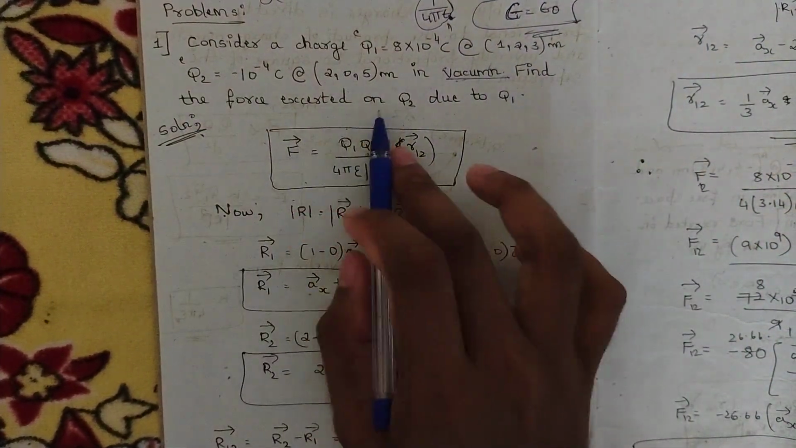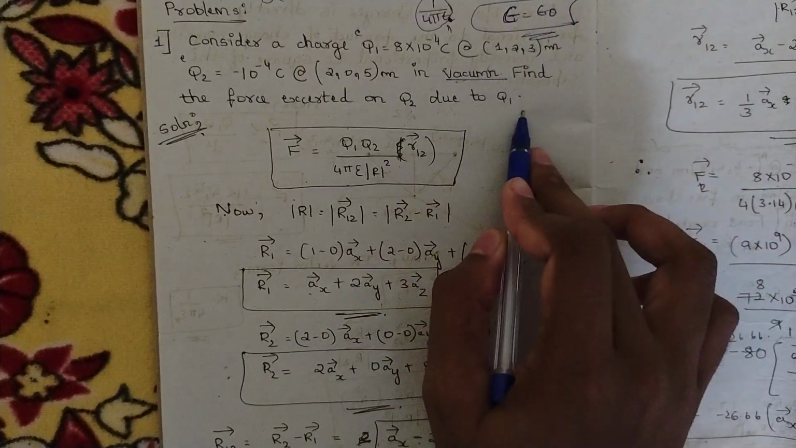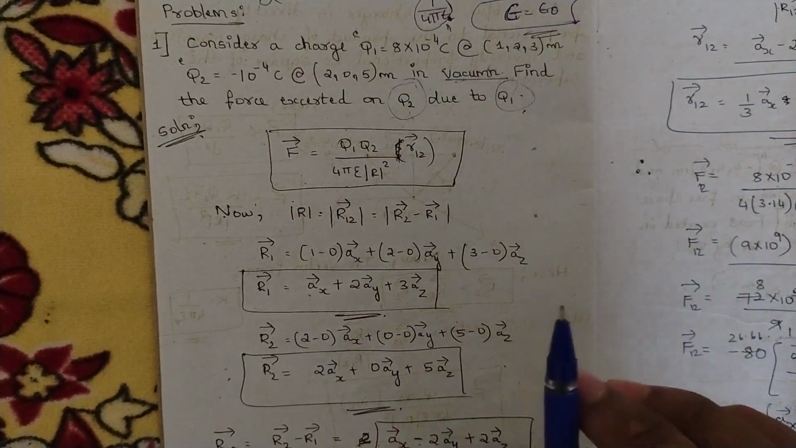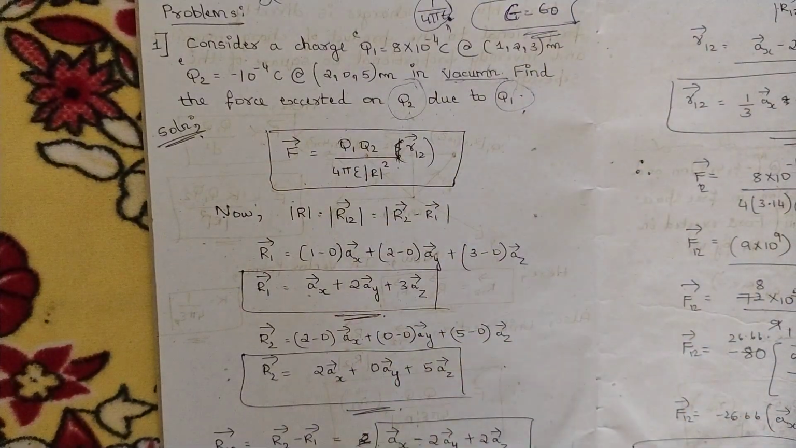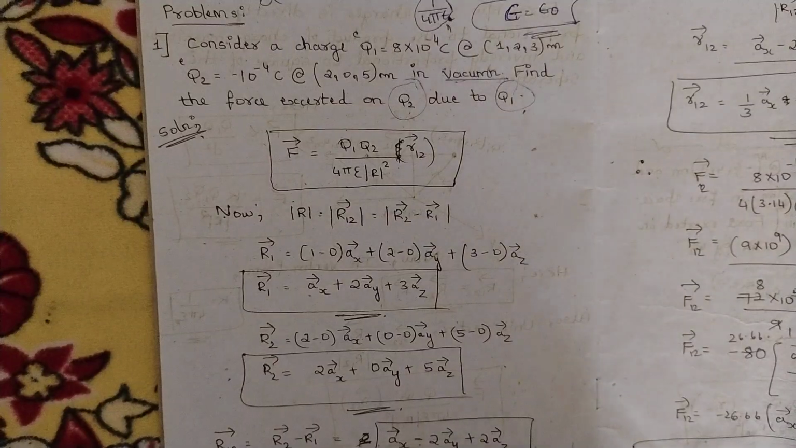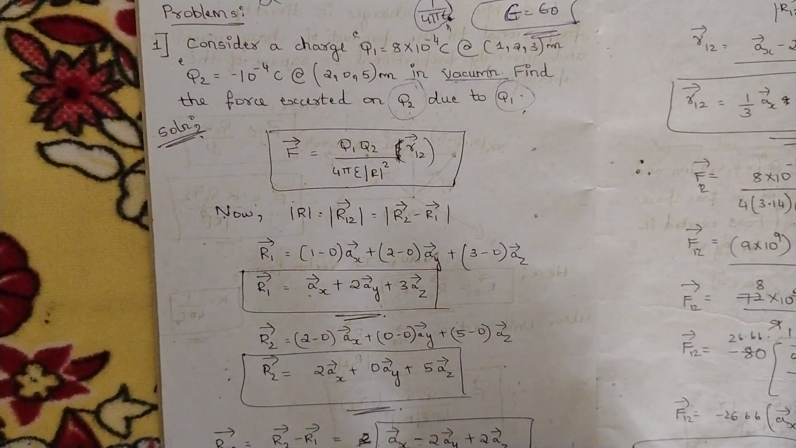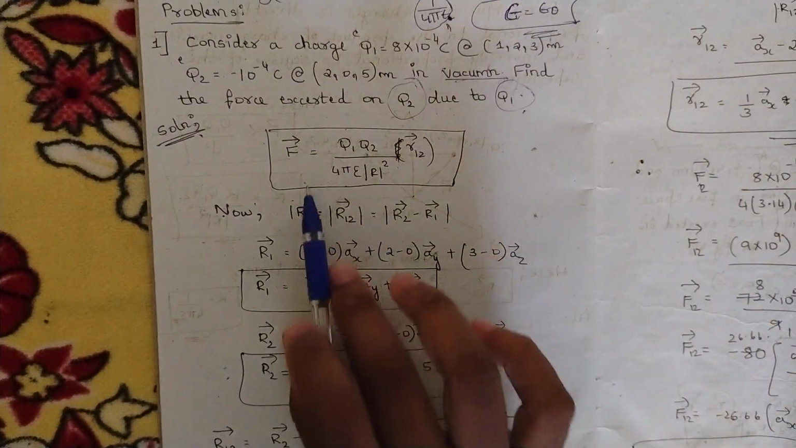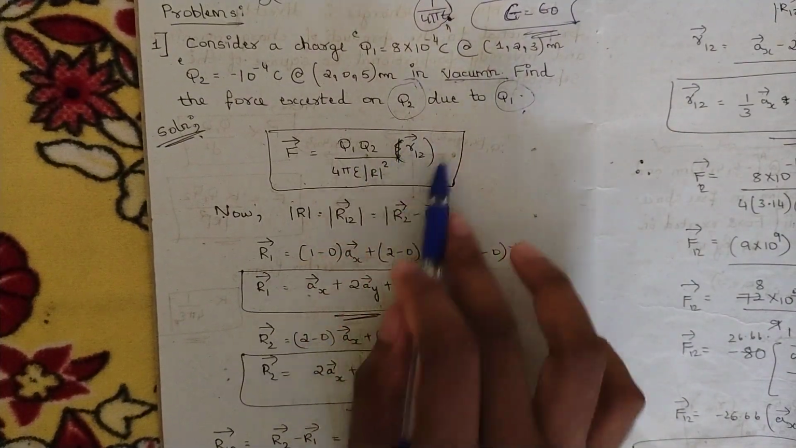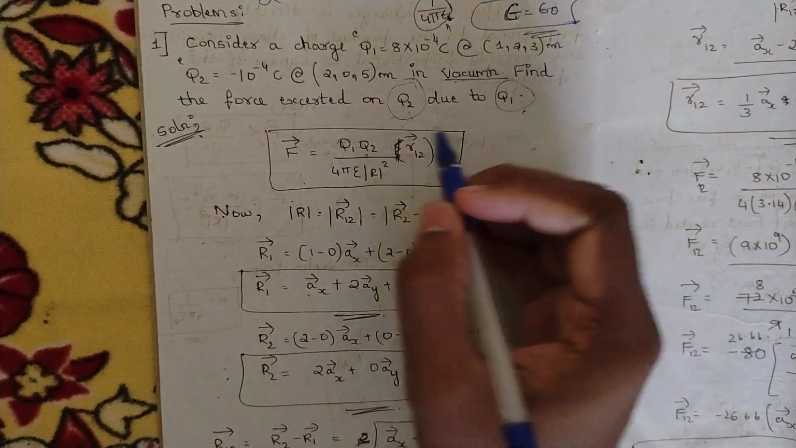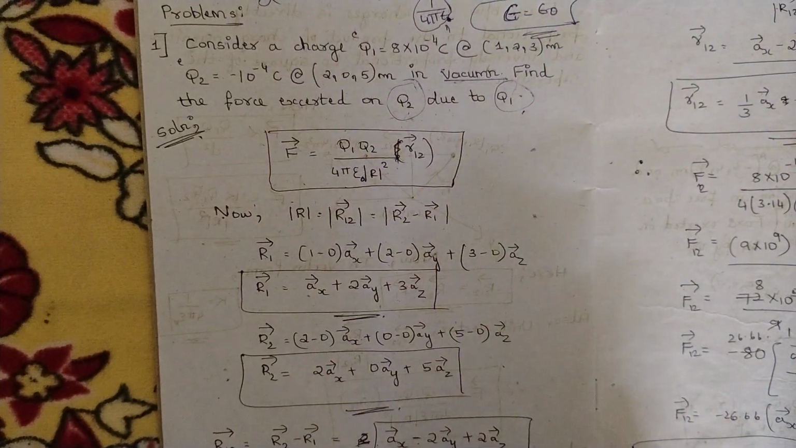So this is the question. Find the force exerted on Q2 due to Q1. Force exerted on the charge Q2 due to the charge Q1, they have mentioned. For that you should find the force first, using the equation which I have already shown. Let us see how to approach this problem. First, write the force equation as I've told you, Coulomb's force of attraction, that is the product of charge magnitudes into the unit vector divided by 4 pi epsilon into the magnitude square. Here in this case epsilon is equal to epsilon naught, as I've told you already, because they have mentioned vacuum.